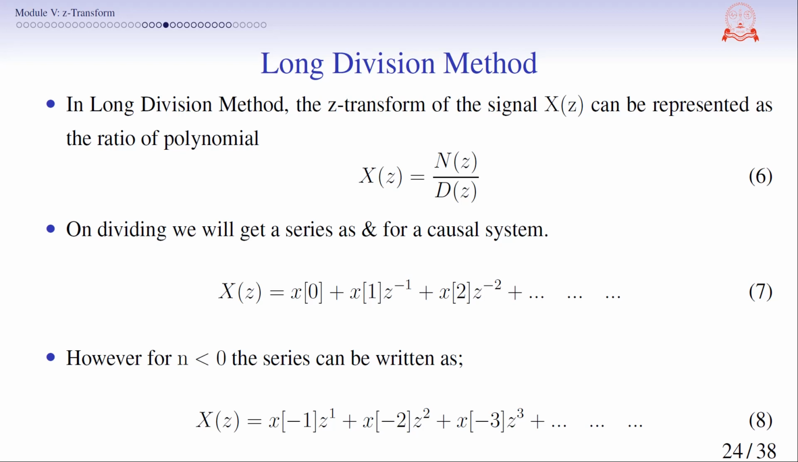However, for n less than 0, or for an anti-causal sequence, the series can be written as X(z) equal to x(-1) z raised to 1 plus x(-2) z raised to 2 plus x(-3) z raised to 3, and so on. So extracting the corresponding sequence, we will get x(-1), x(-2), x(-3), and so on.